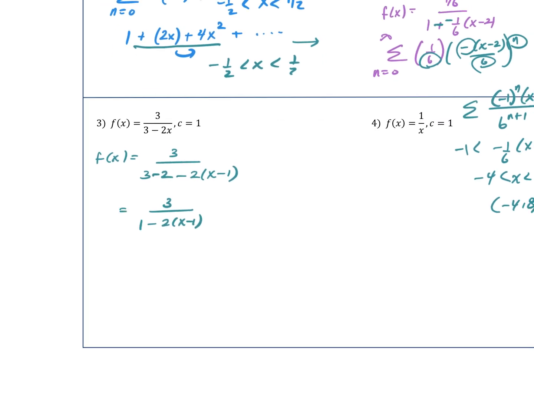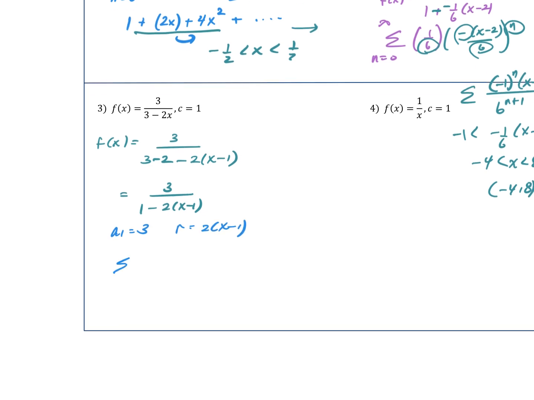So we actually have the 1, so this one works out nicely. So we're going to say a sub 1 is 3, and my r is 2x minus 1. So we can jump right in here. So n equals 0 to infinity, and then it's going to be a sub 1, and then 2x minus 1 to the nth power, like that.